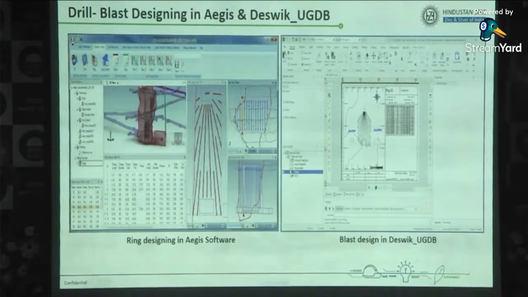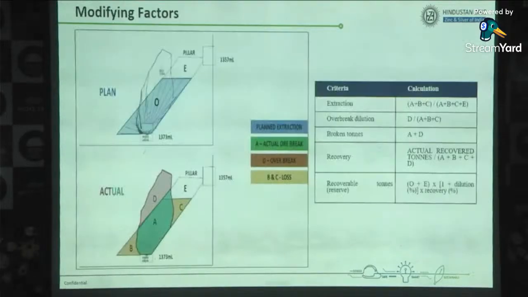Now, what is the benefit of doing drill design in Deswik? Earlier we used to do it in Aegis software, but now we are moving to Deswik software. The benefit is you can design multiple stopes in a project while doing design in Deswik software. You can also work in 2D and 3D in Deswik software. While doing this in Aegis software, you can do only 3D designs. So you can do both 2D and 3D designs in Deswik software.